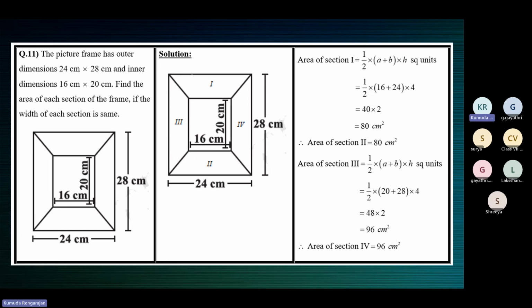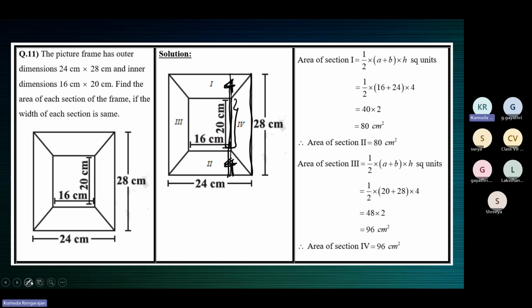The other side. How much is this one, children? This full thing? 28 centimeters. Because this one is 28. This one is also 28. How much is it here, children? 20 centimeters. Yeah. So 28 minus 20 is 8. So it will be 4 here and 4 here again. Correct?